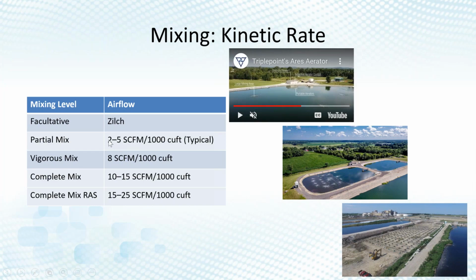Partial mix is 2 to 5 standard cubic feet of air per minute per 1,000 cubic feet of volume. Complete mix is around 10 to 15 SCFM per 1,000 cubic feet. So a lot more air, which means a lot more energy, but you can get a lot more treatment. You can treat 4 to 5 times more waste in a complete mix system than you can in a partial mix system.